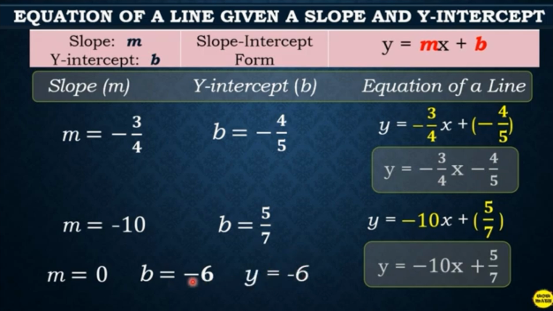Ito na po siya mismo. So, since this is your y-intercept, so y is equal to negative 6. So, wala siyang part na to. Wala ito. Okay? Kasi your slope is 0. So, ulitin ko, if your slope is 0, therefore, it touches or it crosses your y-axis. So, that is y-intercept. So, y is equal to negative 6. You just have to copy this. Okay?